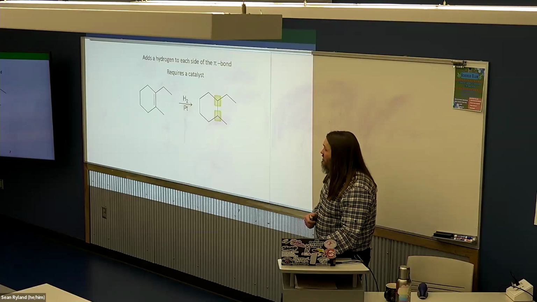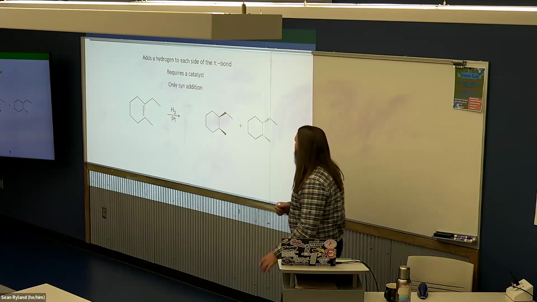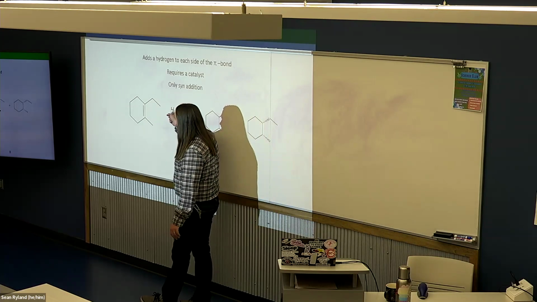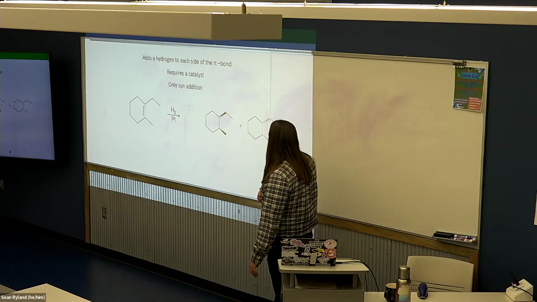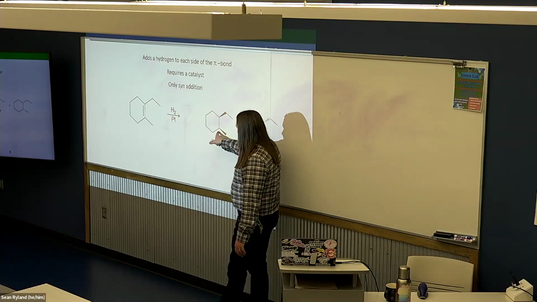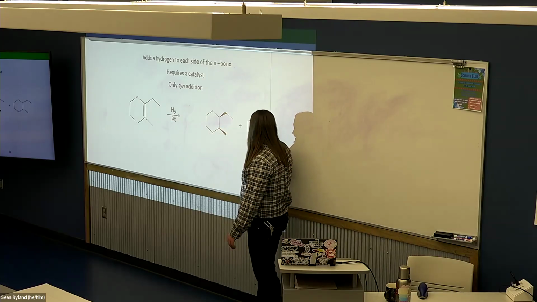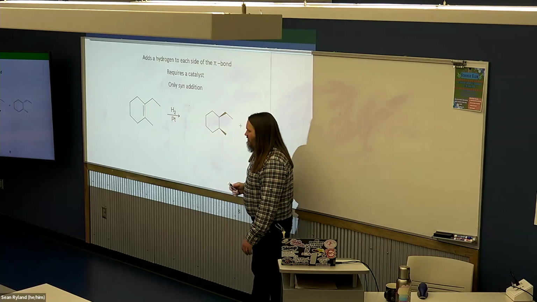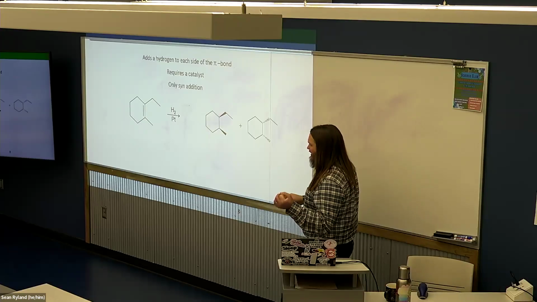All right, so what do we need to know about the mechanism for this one? Basically, that you only get syn addition. When you do this, the hydrogens always get added on the same side. So we can get both of our hydrogens added coming up, or both of our hydrogens going down. But we're not going to get anti-addition. We're not going to get the hydrogens added in opposite directions.